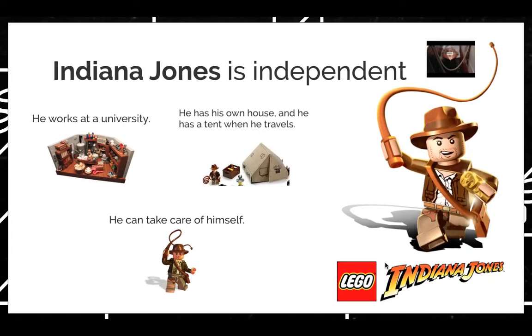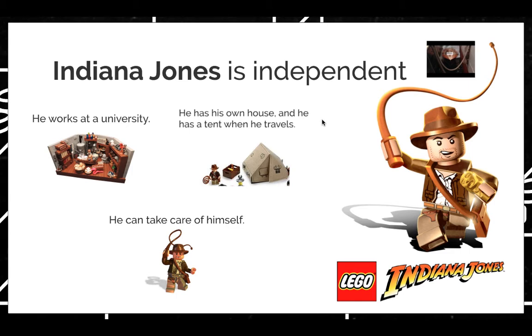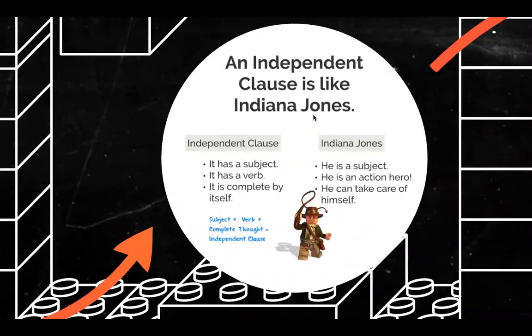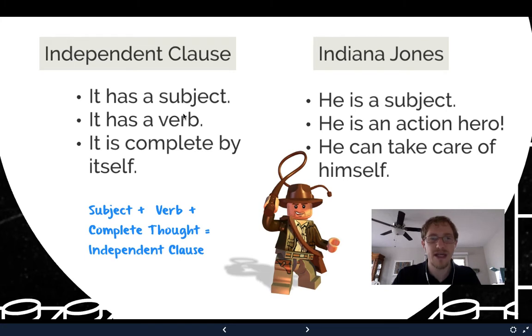To help us think about what an independent clause is, let's think again about the word independent. Independent means you can take care of yourself. Here are some somewhat silly examples of independent. Indiana Jones is independent. He works at a university, he has his own house, and he has a tent when he travels. He can take care of himself. A person that can take care of themselves is independent. In the same way, an independent clause is something that can stand by itself. An independent clause has a subject, it has a verb, and it is complete by itself.